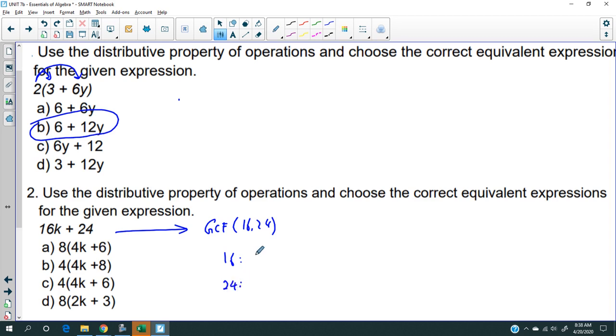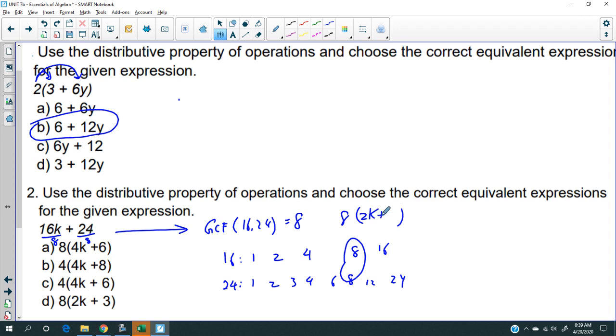Quick review. Remember this one? 1 times 16, 2 times 8, 4 times 4, and so on. Remember that? 1 times 24, 2 times 12, 3 times 8, 4 times 6. Then you find the number that they have in common. That's the greatest, which is 8. So GCF is 8. So you divide 16 by 8, 24 by 8, which is 2k plus 3. So which one of these is this? Yep, choice D. That's how you do it.